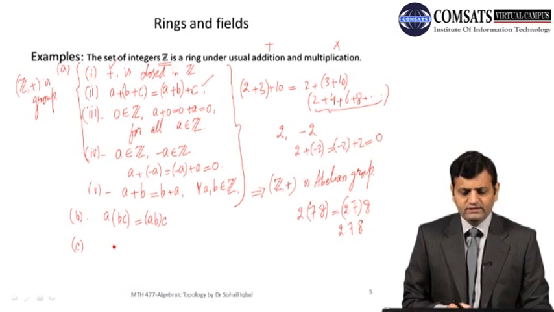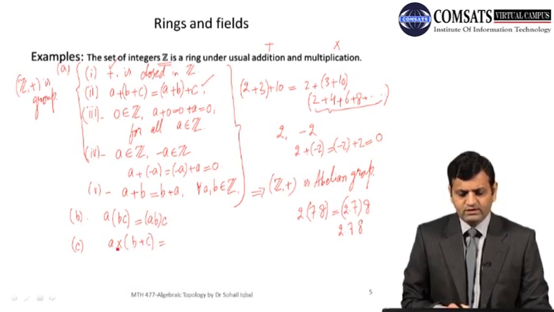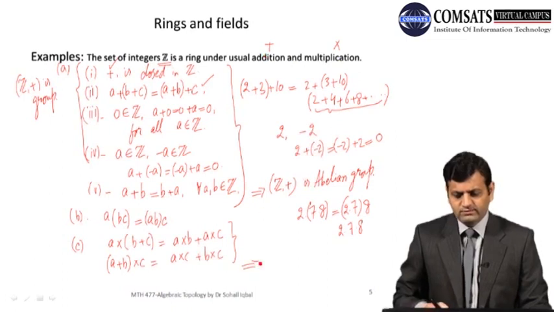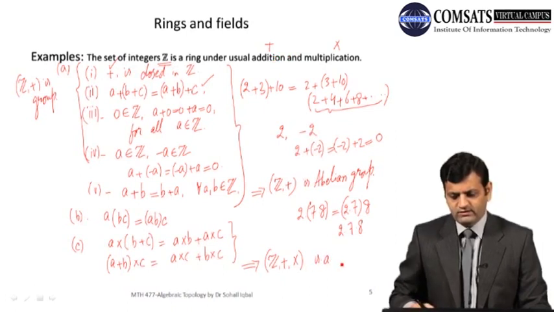And in the third part, I need to check whether multiplication is distributive over addition or not. In other words, if I add b and c and then multiply the answer with a, it should be the same as a into b plus a into c. And from the other side, if I add a and b and then multiply the answer with c, it should be the same as a into c plus b into c. And once again, from our working with the set of integers, we know that these properties hold. So all the conditions for the ring are satisfied by the set of integers under the binary operations of addition and multiplication. So this implies that Z under the usual binary operations of addition and multiplication is a ring.